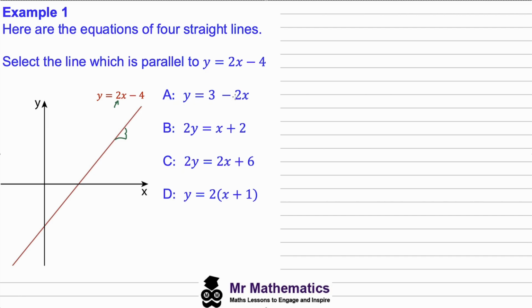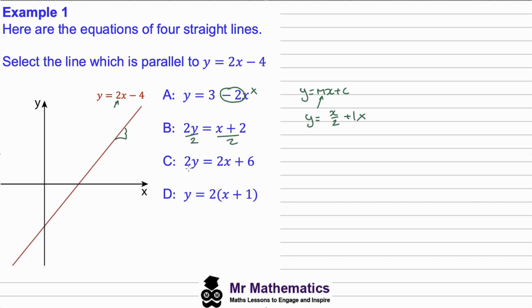Well, you can see for equation A, we have a gradient of negative 2. So this wouldn't be parallel. And then for equation B, we've got 2y equals x plus 2. But what we need is in the form of mx plus c, where we can identify the gradient. So if we divide both sides by 2, we'll get y is equal to a half of x plus 1. And what we need is a gradient of 2, so this is not parallel.